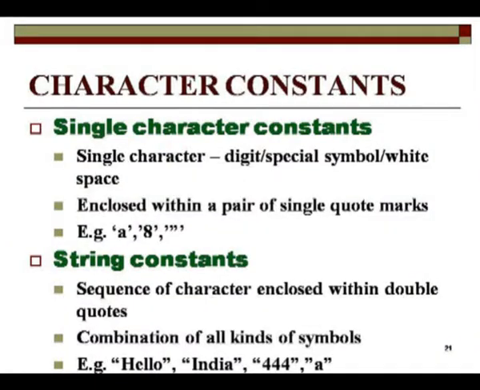Whenever the compiler sees a single quote, it takes it as a single character constant. Whenever you have double quotes and letters enclosed within it, it takes it as a string constant. Here again you can have letters, digits, special characters and all kinds of symbols. It is permitted in these character constants.